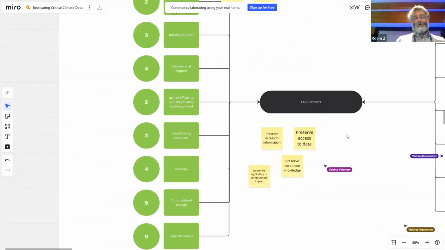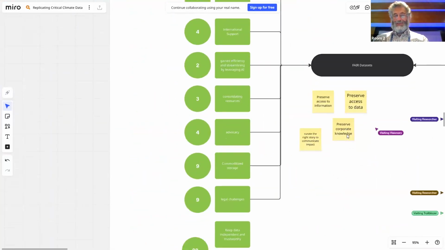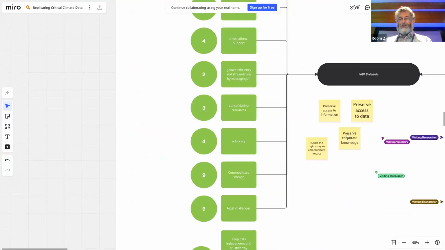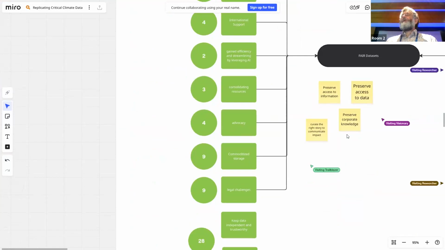Sure. Okay. So the good news, we have public support, we have industry support, international support. We're increasing our efficiency, consolidating resources. Someone put that up there. I don't know, what does that mean? Consolidating resources.